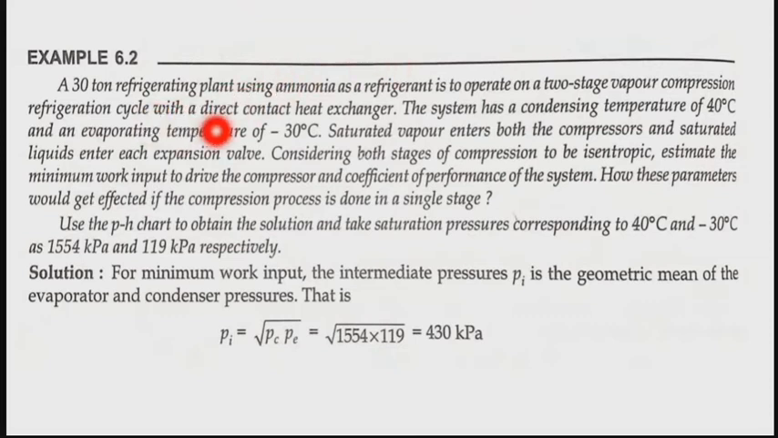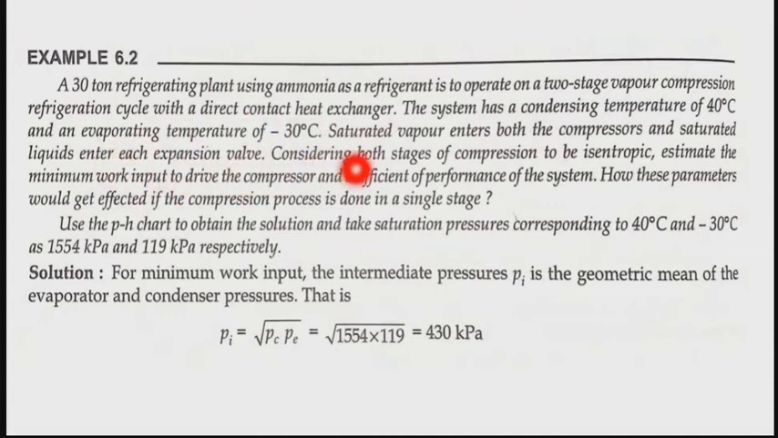So you can see a heat exchanger is included in the system, it is a two-stage vapor compression system, the plant uses ammonia as the refrigerant, and its tonnage is 30 ton. From this statement you get this information: the condensing temperature is 40 degrees, the evaporating temperature is minus 30 degrees, saturated vapor enters both compressors, and saturated liquid enters the expansion valve.